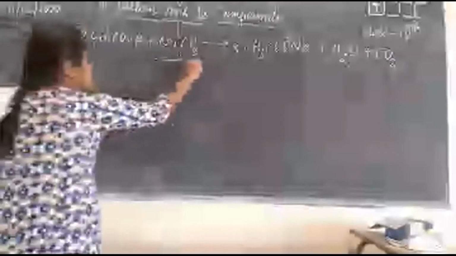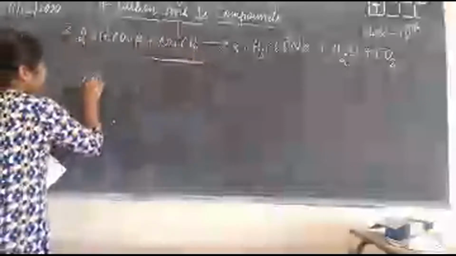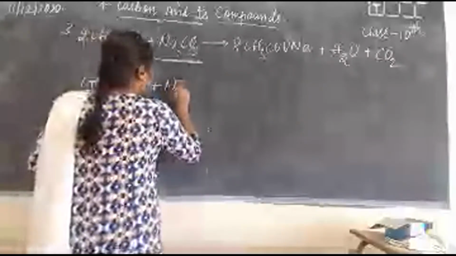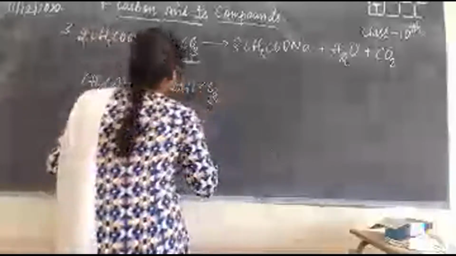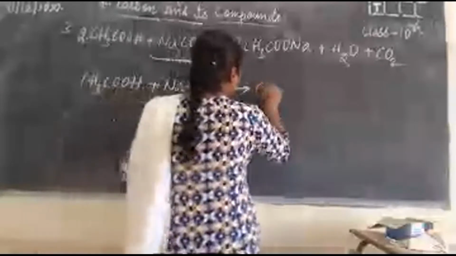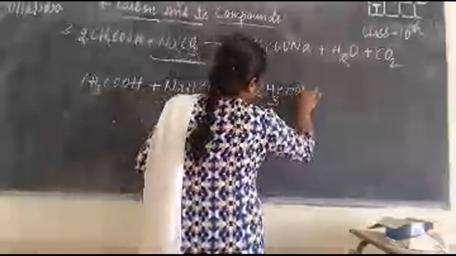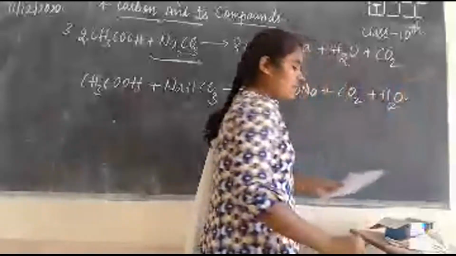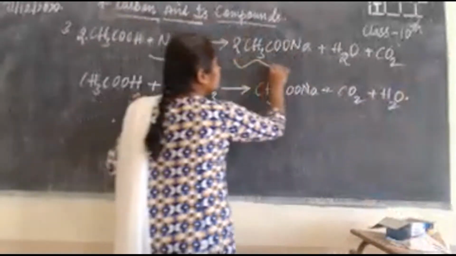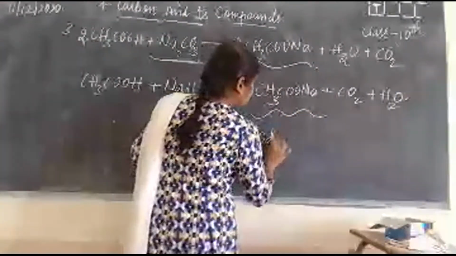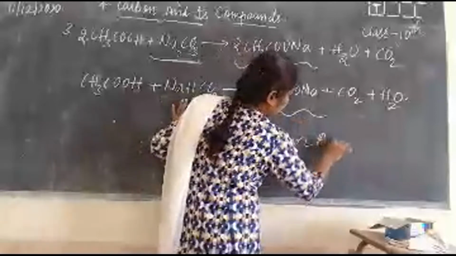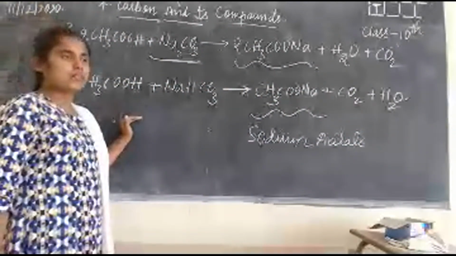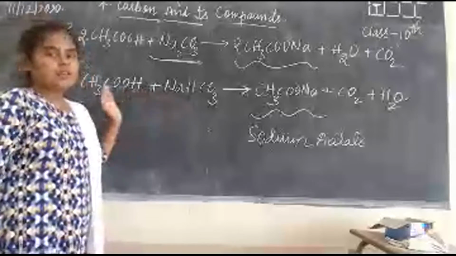This was the reaction with the carbonate. Then the same ethanoic acid reacts with the hydrogen carbonate, that is sodium hydrogen carbonate. Then also there is a formation of sodium acetate. So this was the formation in both the cases. You can see that there is a formation of sodium acetate. So this was the reaction of hydrogen carbonates and carbonates with ethanoic acid.